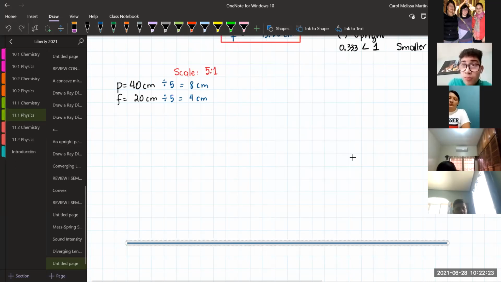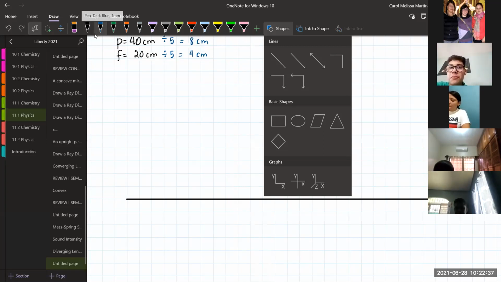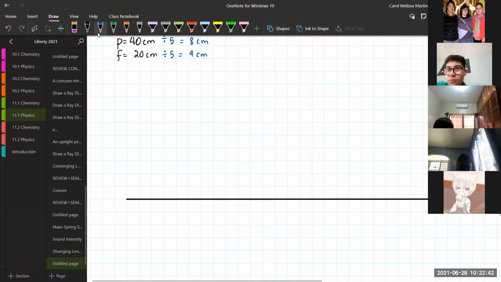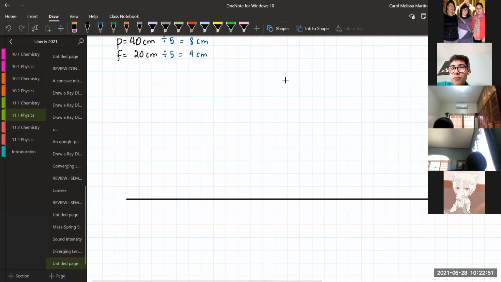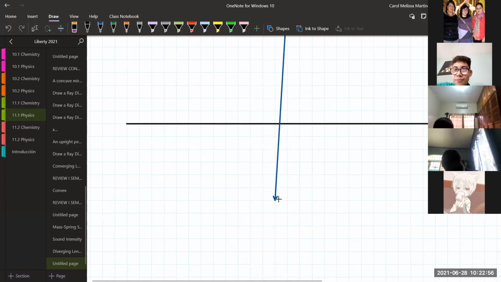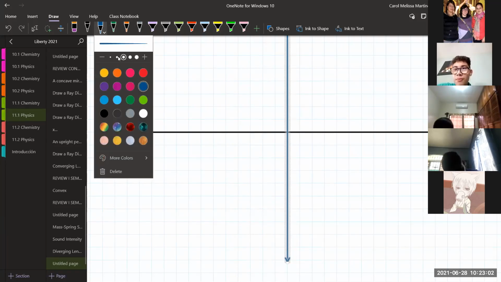No, así no era, ¿verdad? Sí, sí era. Now the y-axis, ¿qué dice? No lo sé, Rick. I don't know what I did. This is too bold. No, it's fine.